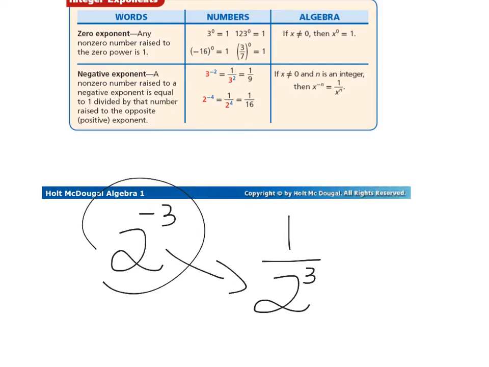Now, if it asks you to evaluate this, anybody know what 2 to the 3rd power is? Yes, 8. Good. Common mistake that a lot of people make, they tell me it's 6 because they multiply. But 2 times 2 is 4, times 2 again is 8. Excellent.